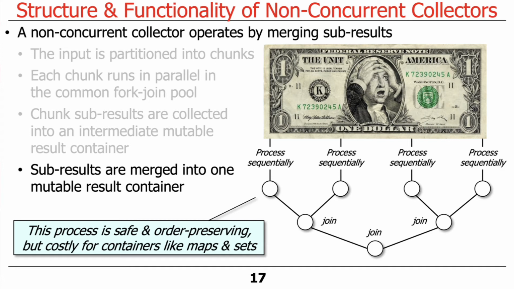However, it can be costly for containers like maps and sets. That's because they are expensive to merge, because unlike a list, where we just tack one list at the end of the other, with sets and maps you actually have to go through and take each element from the set or map and then merge it into a new set or map. And that takes time. It depends on the set or map that you're using, but if you're using a tree set, for example, that could take essentially n times log n.